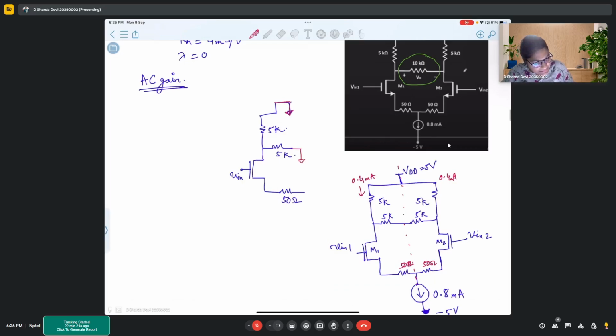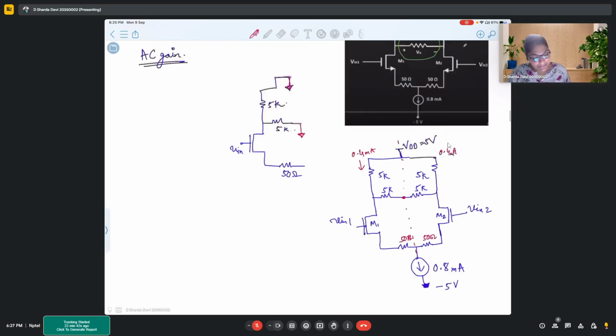We will say that since the circuits are completely matched, the potential at this point should be zero. Because let's say some current is coming from this branch, some current is coming from this branch. So at this point, the currents will nullify each other. So the center point will almost have a grounding property.